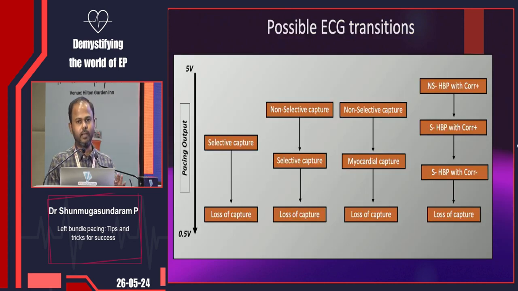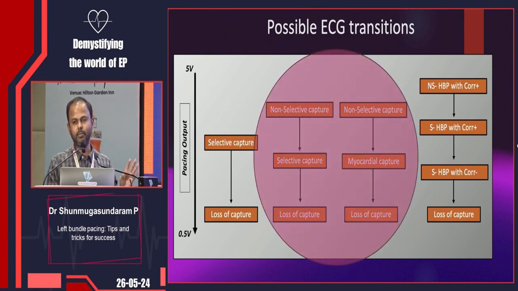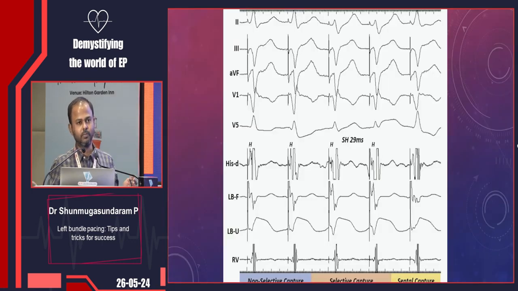These are the different possible ECG transitions which you can have. So in patients who are undergoing left bundle branch pacing, the two most commonly seen transitions are non-selective to selective to loss of capture, or non-selective to septal capture to loss of capture. This is one particular example where you can see as the output is reduced, the QRS morphology is changing from non-selective to selective to further septal capture and ultimately resulting in loss of capture.